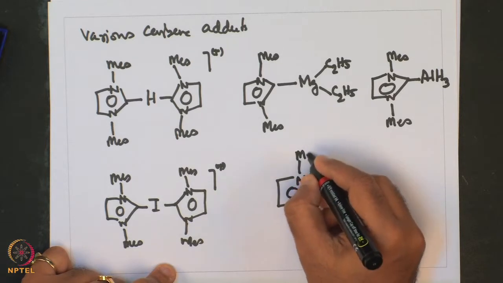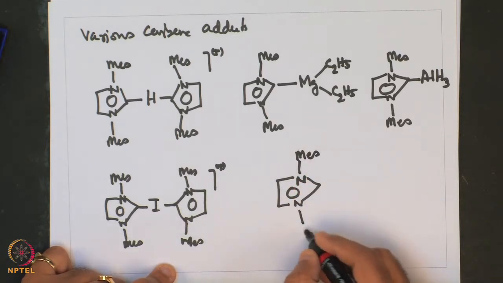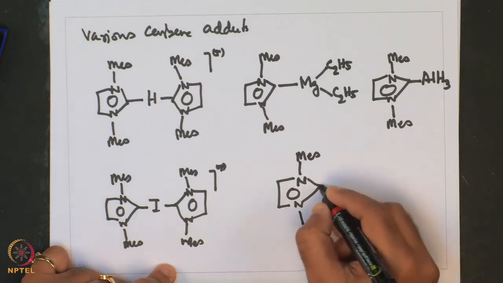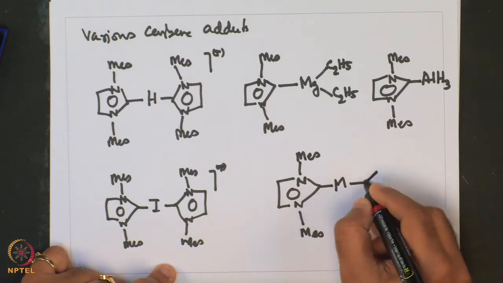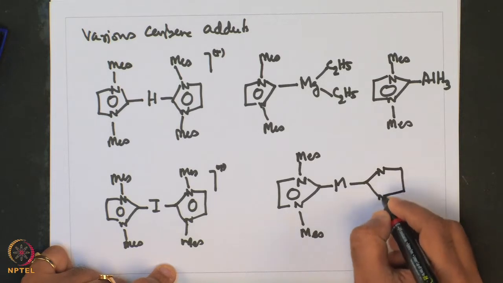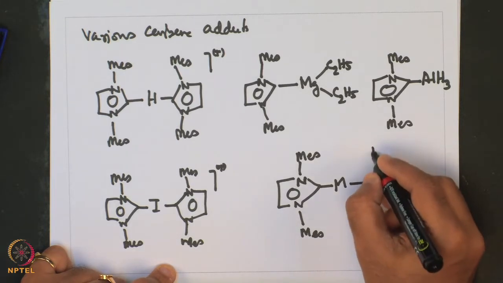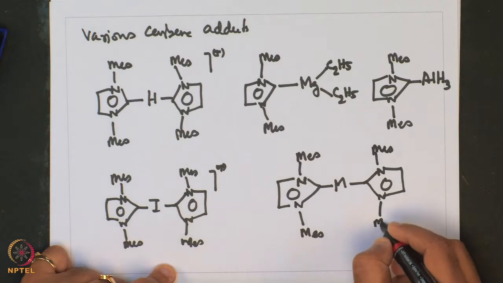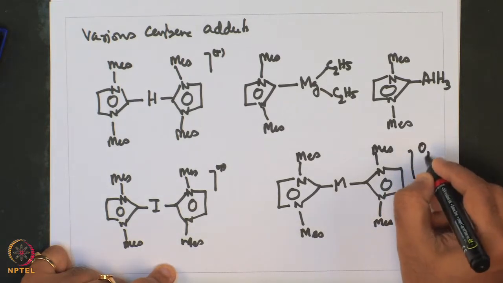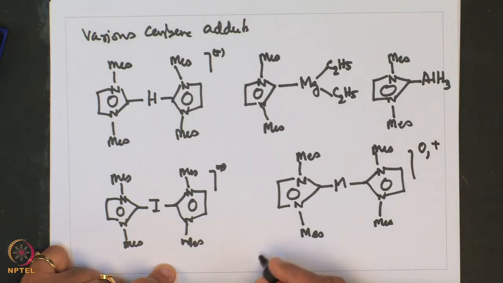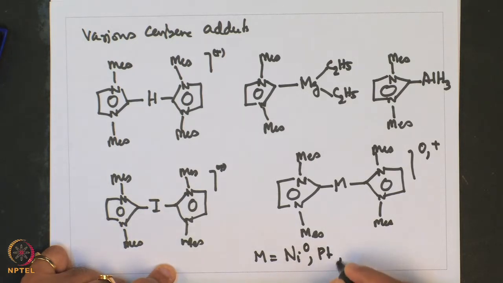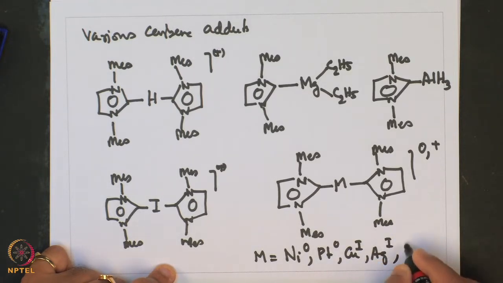It even stabilizes various metals in their low valent oxidation state, like bis N-heterocyclic carbene M, which has a 0 or plus 1 oxidation state, and that is true for M equals nickel, platinum, then copper, silver, gold.